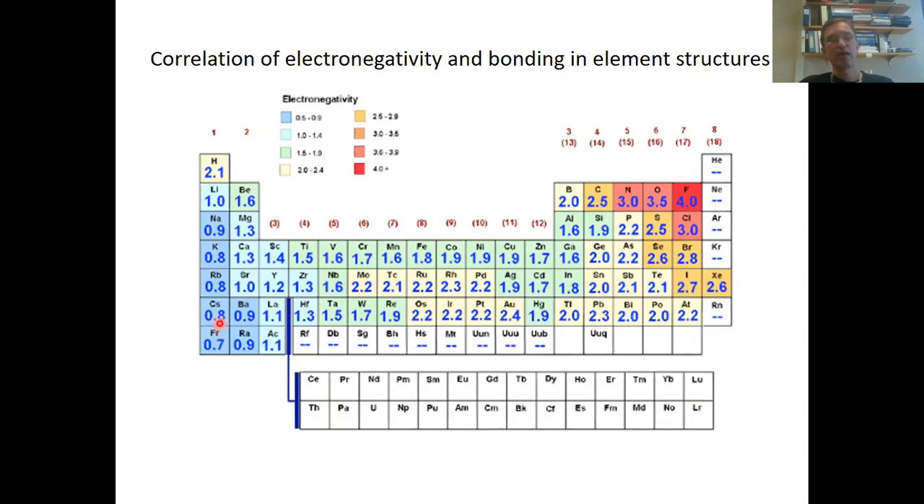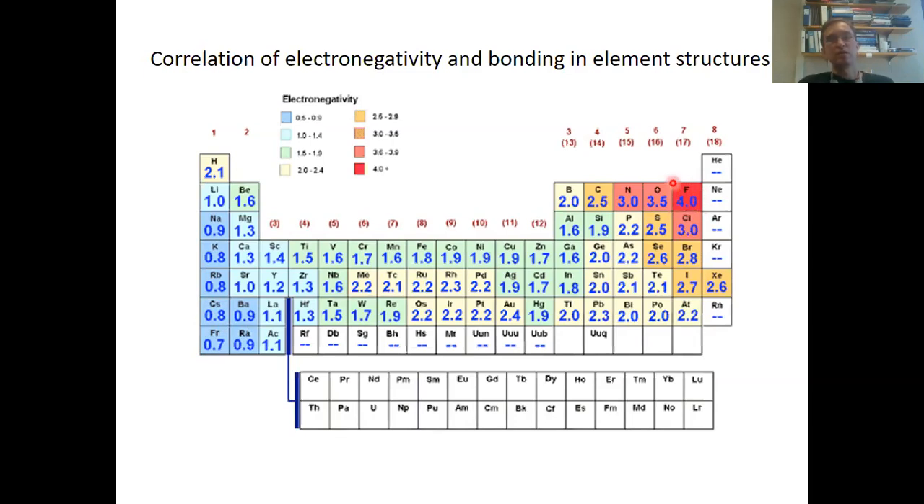So that makes the cesium the most electropositive element, with an electronegativity of 0.8. We won't discuss francium here because it's radioactive. And the fluorine is the most electronegative element.